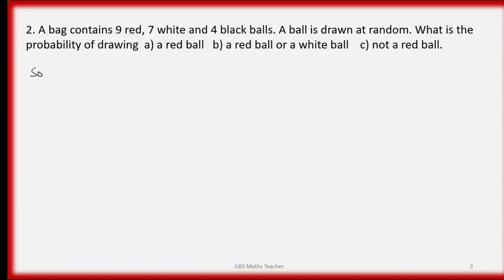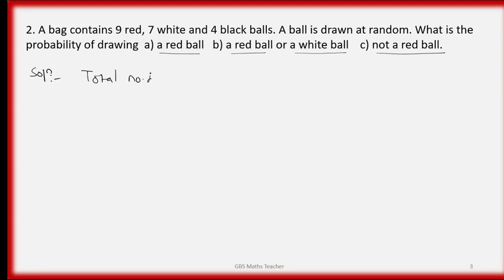Now the next question, dear students. A bag contains 9 red, 7 white and 4 black balls. A ball is drawn at random. What is the probability of drawing a red ball, or a white ball, and not a red ball? I think you are familiar with this problem.